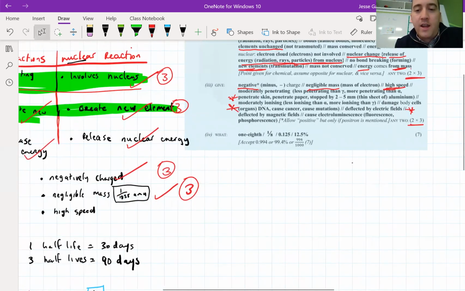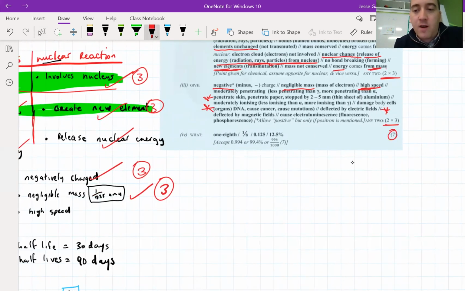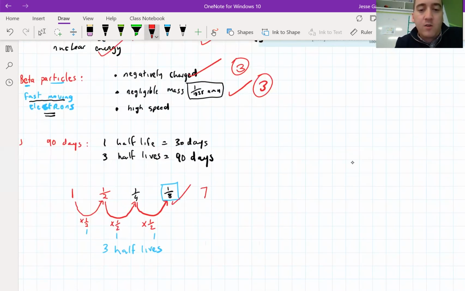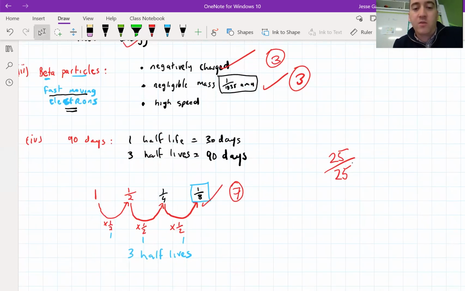Okay, and then here, the last one for 7 marks, you were asked what fraction, and you should have got 1/8. That's what we got, and that was worth 7. So that's all the marks, 25 out of 25. Hopefully you can see that's not a bad question for radioactivity, so long as you know your stuff. Pretty straightforward. The last bit, a little bit tricky, but at the end of the day, it's just multiplying fractions. That's really all you have to do. So the maths there isn't very difficult. All right, we'll see you in the next one.